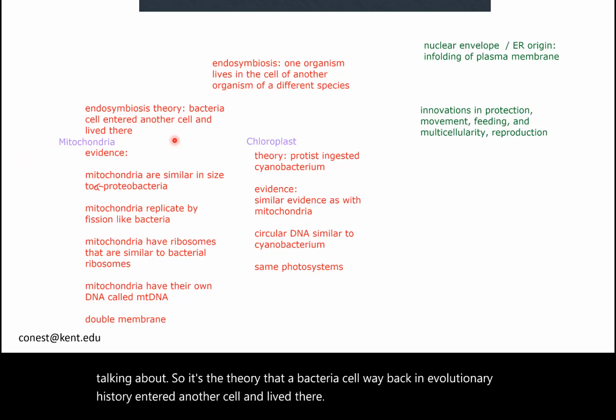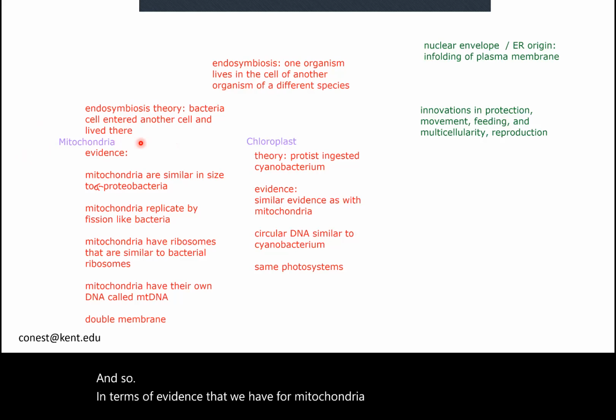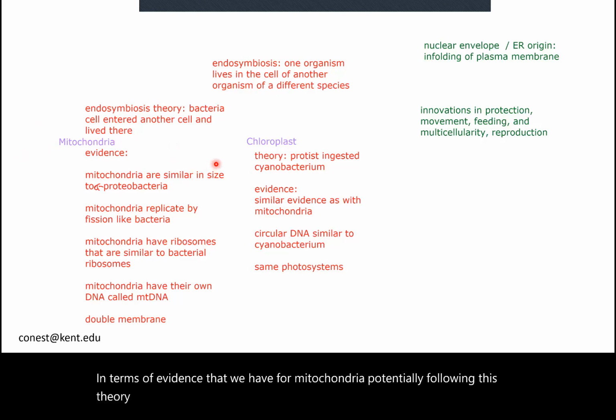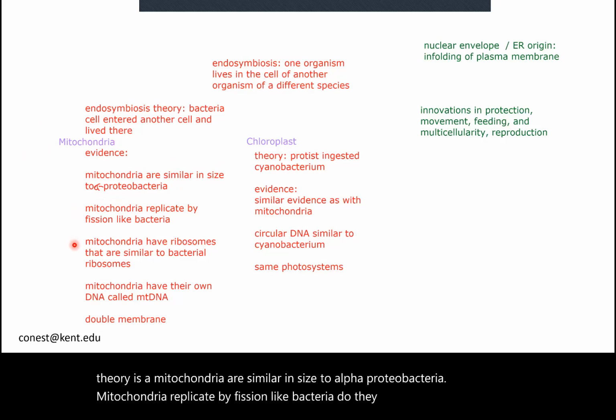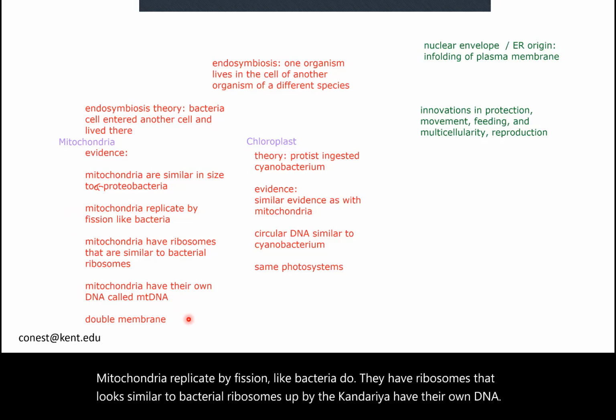In terms of evidence that we have for mitochondria potentially following this theory: mitochondria are similar in size to alpha proteobacteria. Mitochondria replicate by fission like bacteria do. They have ribosomes that look similar to bacterial ribosomes. Mitochondria have their own DNA, and they have a double membrane.